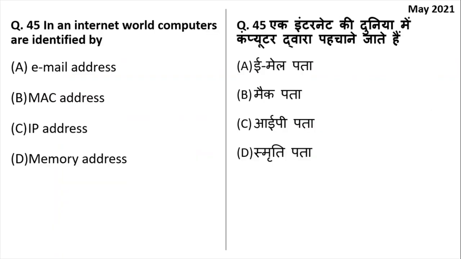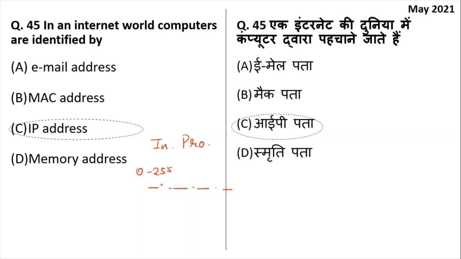In the internet world, computers are identified by IP address. IP means internet protocol address. So there are certain rules for an IP address. There should be 4 numbers separated by dots, and all the numbers should be in the range of 0 to 255. There are certain numbers that are reserved, but in simple terms, IP addresses are used to identify computers or networking devices on the internet.